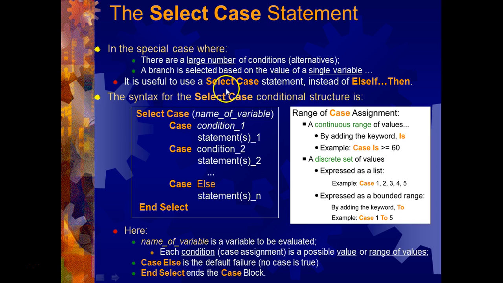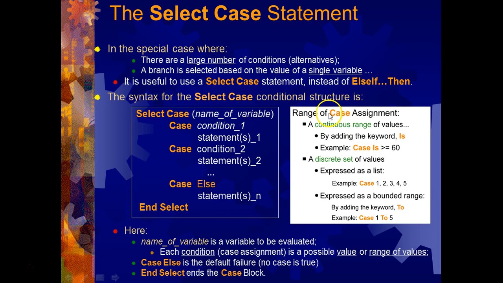It is useful to use a select case statement instead of the else if then. So you can use the select case. And the syntax for this is you write select case, then you say the name of the variable, which was age. And then case one, age was less than 10, for example. Do something. Case two, age is less than 20, do something else, and so on. And then you can continue like that.